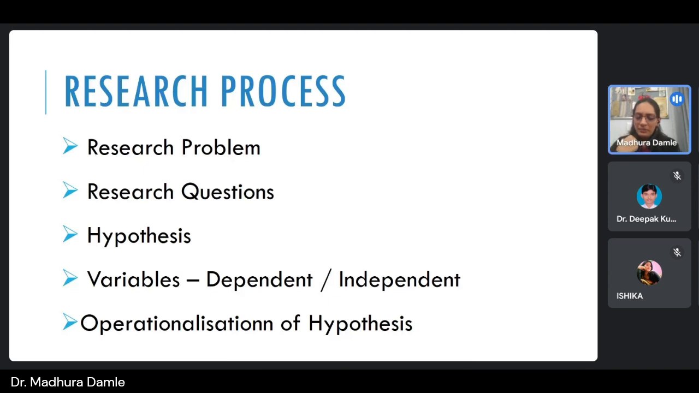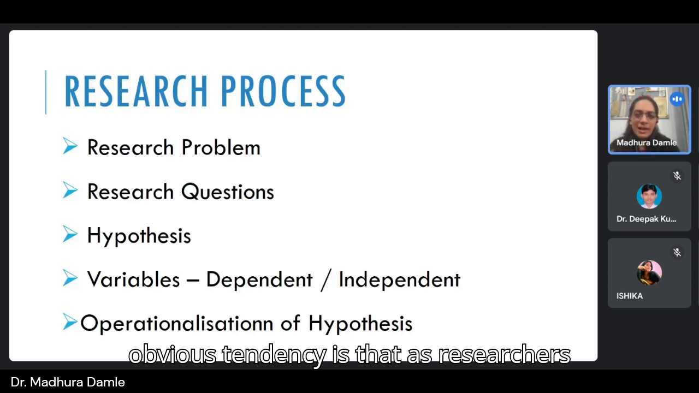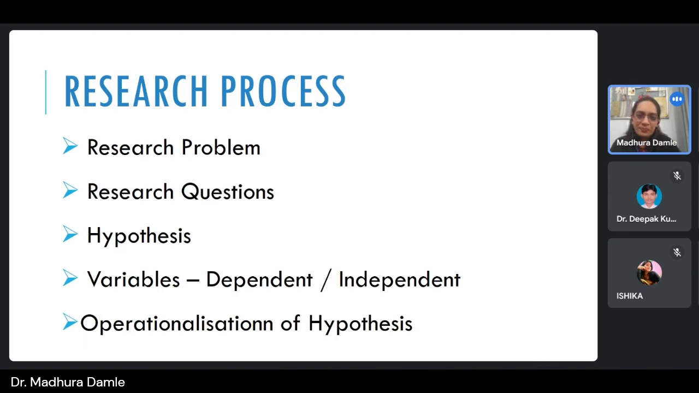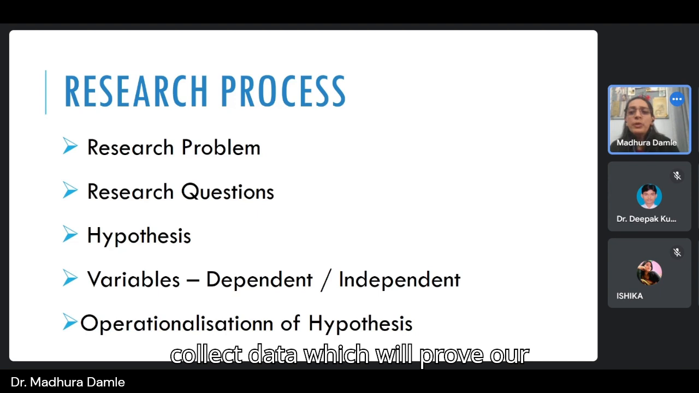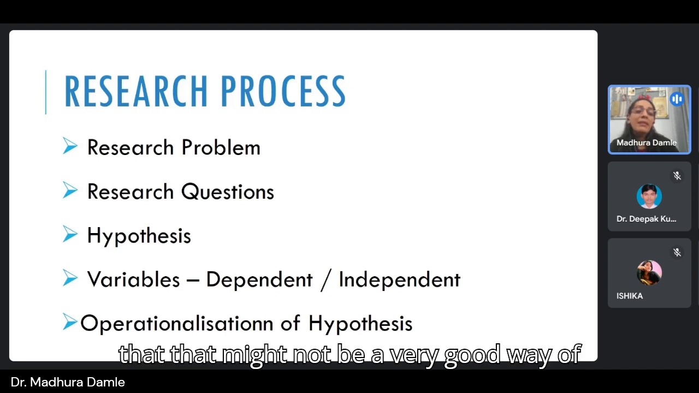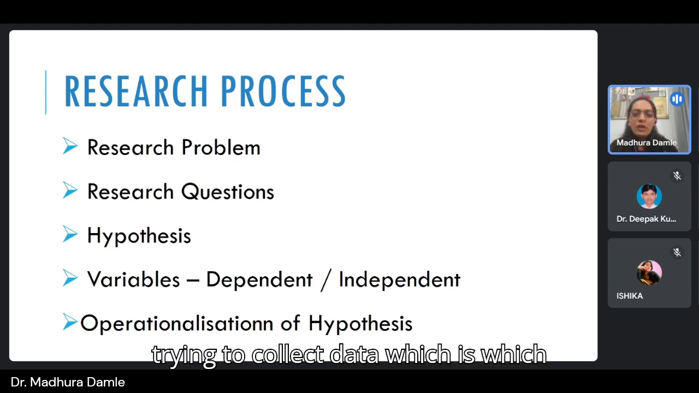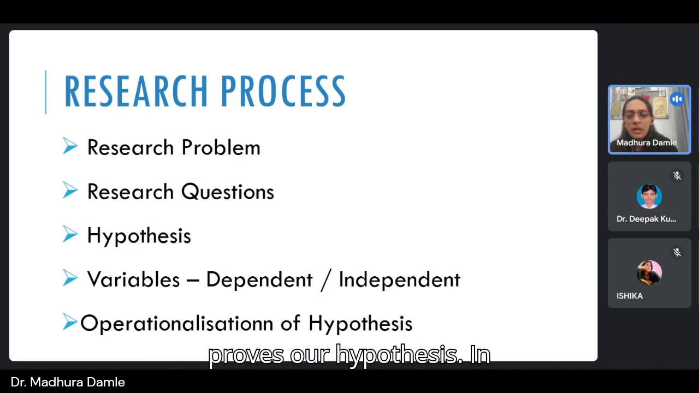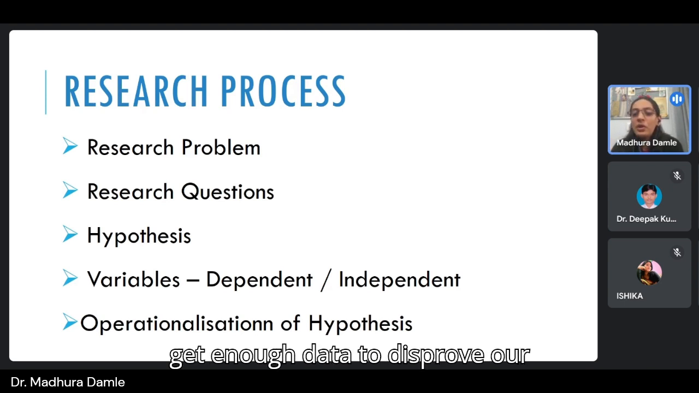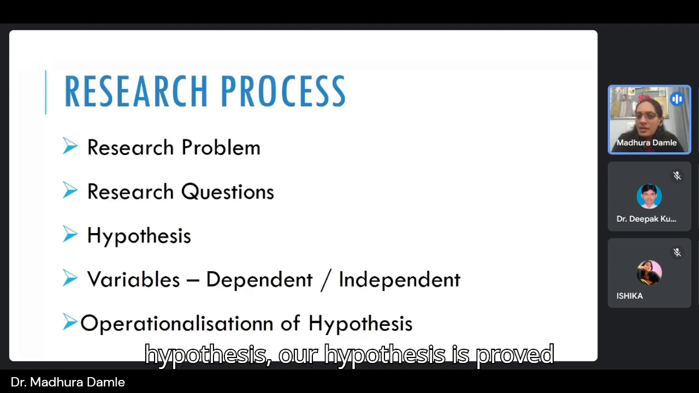A very obvious tendency is that as researchers, we would always like to collect data which will prove our hypothesis. However, some philosophers like Karl Popper have said that that might not be a very good way of conducting research, trying to collect data which proves our hypothesis. In fact, we should try to disprove our hypothesis, and if we do not get enough data to disprove it, the hypothesis is proved in a way.